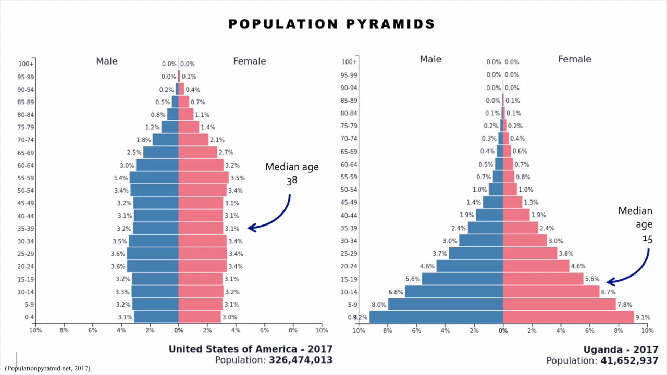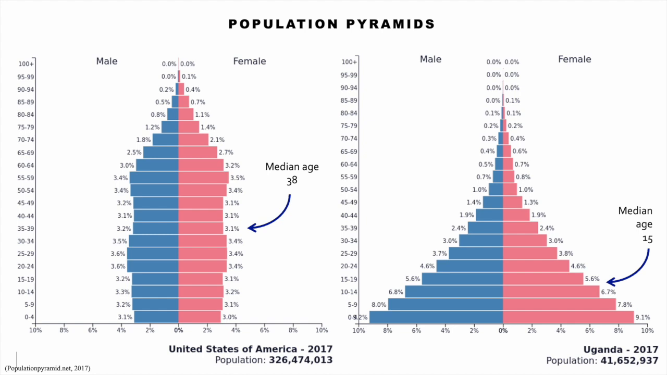When you're looking at population pyramids, it's helpful to consider mean, median, and mode, the measures of central tendency. To review, mean is the average, median is if you lined up all the ages in a row, it's the one in the middle, and mode is the one that occurs most often.